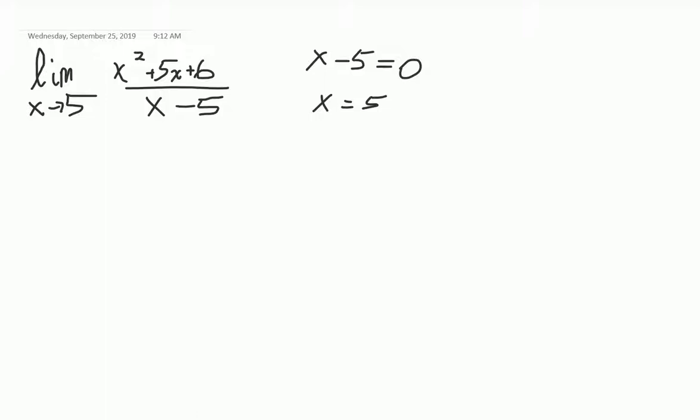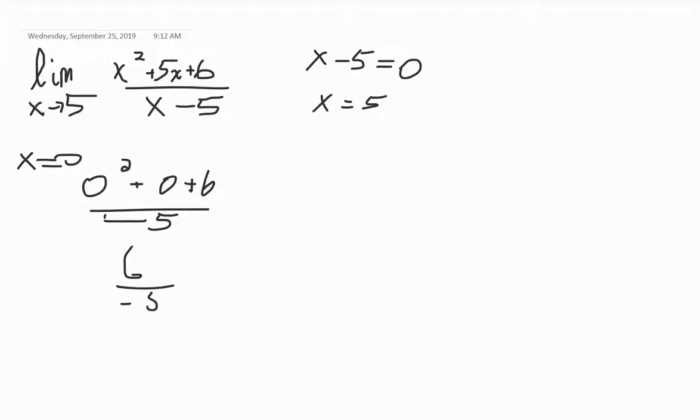So what's smaller than 5? 4, 3, 2, 1, 0? I suggest using an easy number so that your math is simple. You don't want to waste time on these exams. So let's say x equals 0. You're going to have 0 squared plus 0 plus 6 divided by negative 5. Now this will reduce to 6 over negative 5. It's really bad 6, sorry about that.